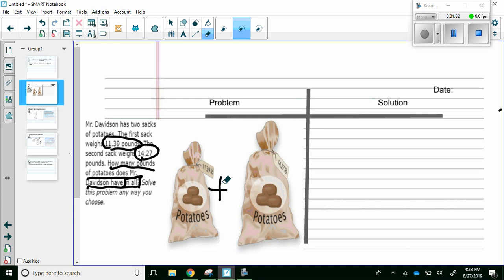As I evaluate, I want to think really about what the problem's asking me and visualize it in my head. I see in front of me the 2 bags of potatoes Mr. Davidson has. It tells me how much they weigh, and now we want to figure out how much he has altogether. So I want to add both those weights together. Push pause now on the video to solve this problem any way you'd like. After you're done solving, push play to see how I solved it.